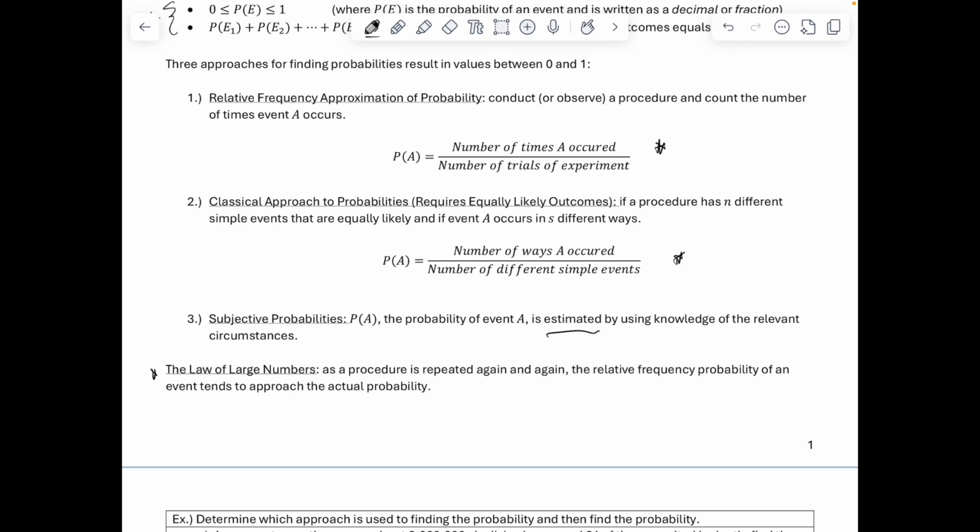The next thing that we have below this is called the law of large numbers. As a procedure is repeated again and again, the relative frequency probability of an event tends to approach the actual probability.